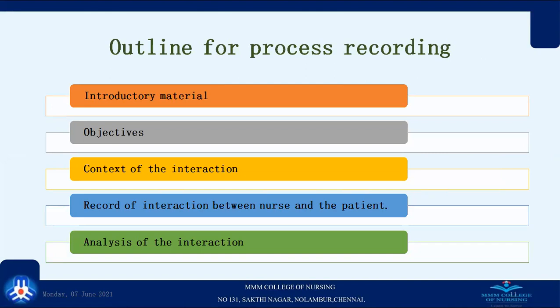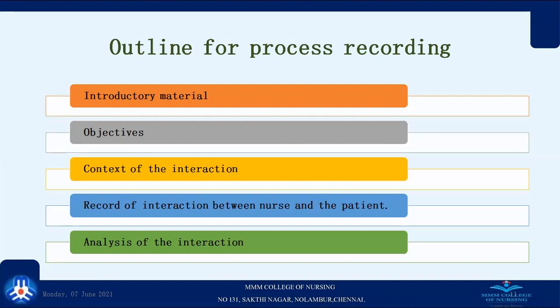Next, the outline for process recording, otherwise known as outline lessons. These are the basic steps. First, the introductory material. It should include a short description of the patient: name, age, education level, health problems, the length of stay in the hospital, and also date, time, place, and the setting of the interaction. Everything should be there in the introductory material.